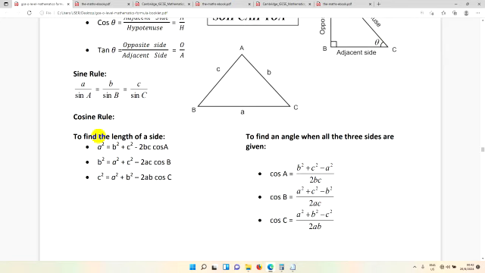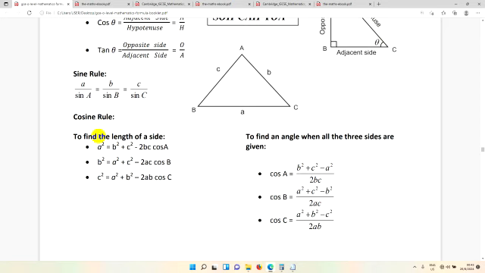For the sine rule we have a over sine A, which is equal to b over sine B, which is equal to c over sine C. Basically, that one we use to calculate length. There is also another one: sine A over a, which is equal to sine B over b, which is equal to sine C over c. That one is used to calculate the angle, actually. Then we also have the cosine rule.